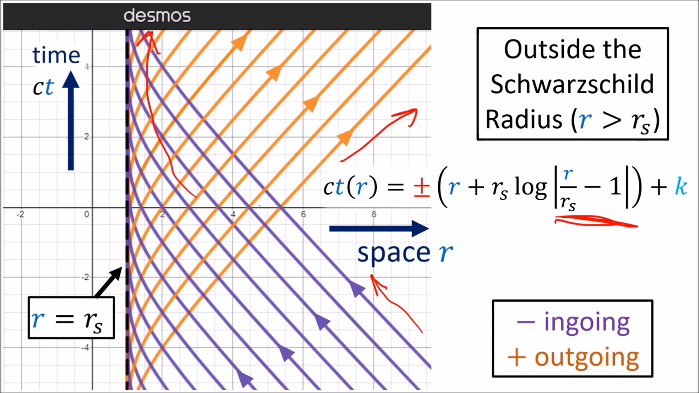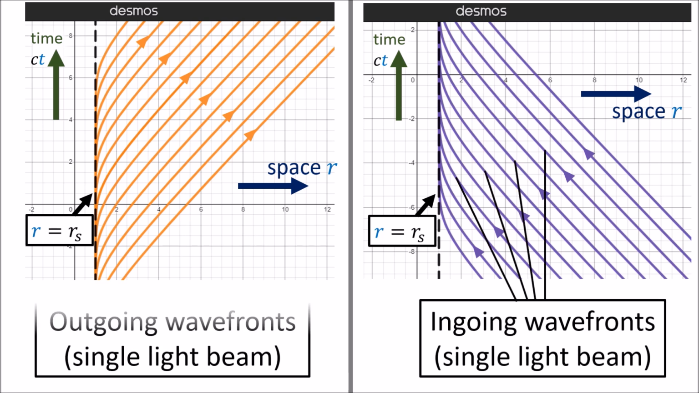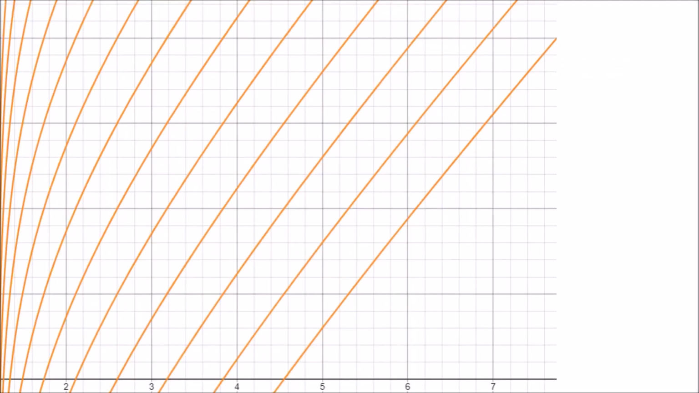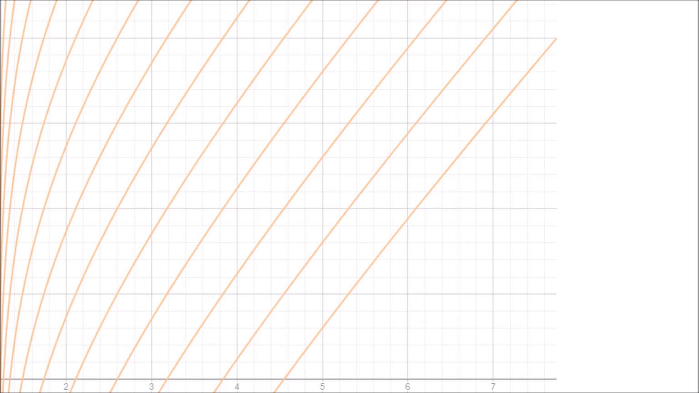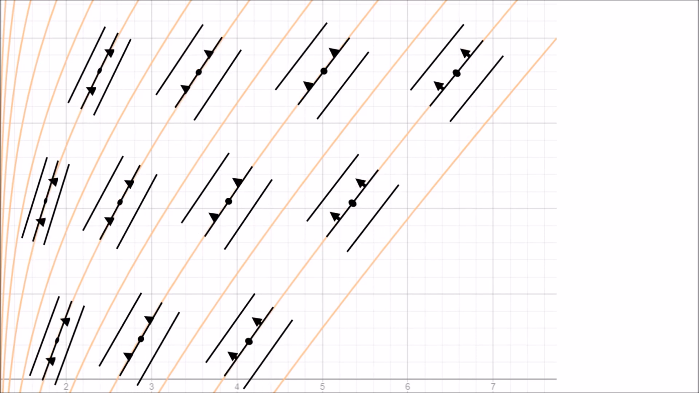But close to the event horizon, the log term dominates, and the light beams appear to bunch up and go to infinity. We can also think of these curves as representing the wavefronts on a single ingoing or outgoing light beam, since as a light beam travels left or right, each of its individual wavefronts will follow a light-like trajectory. Unlike our last video on the Doppler effect, the wavefronts here are no longer positioned at a consistent angle. Their orientation changes depending on their location in spacetime.